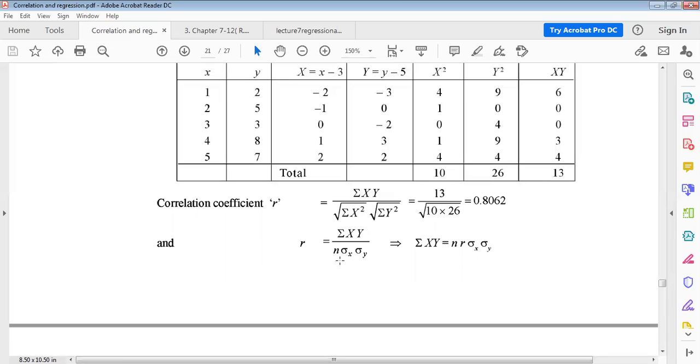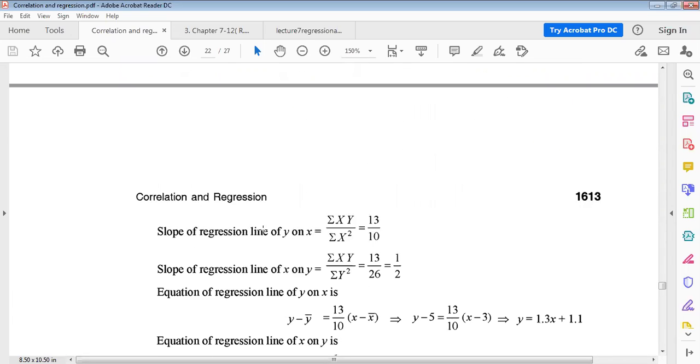And r equals summation xy divided by n sigma x sigma y. This is the relation with regression. Sigma x is the standard deviation of x and sigma y is that of y. So we can write this. Now the slope of the regression line of y on x is summation xy divided by summation x square.